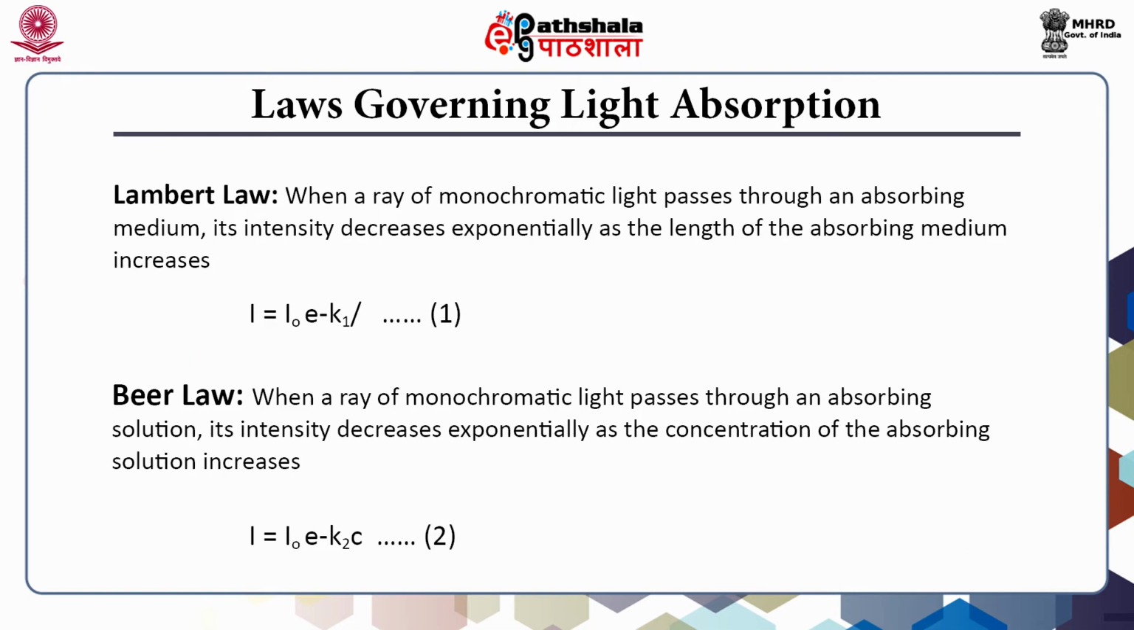Lambert's law states that when a ray of monochromatic light of initial intensity passes through a solution in a transparent vessel, the intensity of the transmitted light is inversely proportional to the path length of the absorbing medium. In 1852, August Beer discovered another relation. Beer's law states that when a ray of monochromatic light of initial intensity passes through a solution in a transparent vessel, the intensity of transmitted light is inversely proportional to the concentration of absorbing solution.